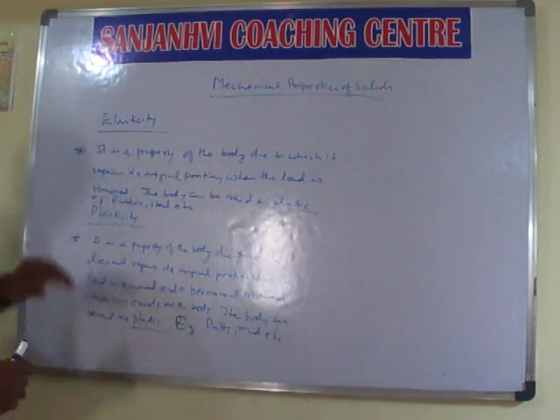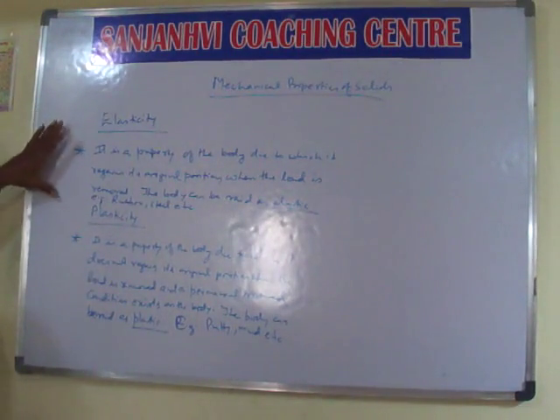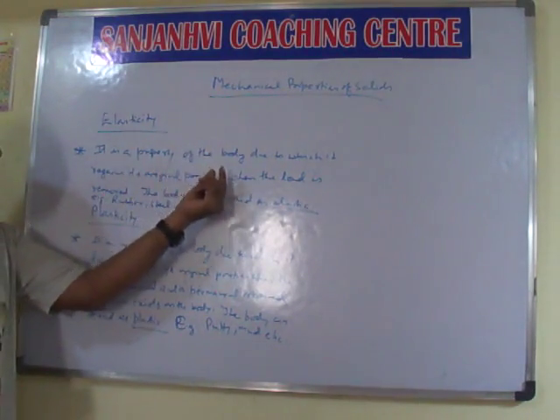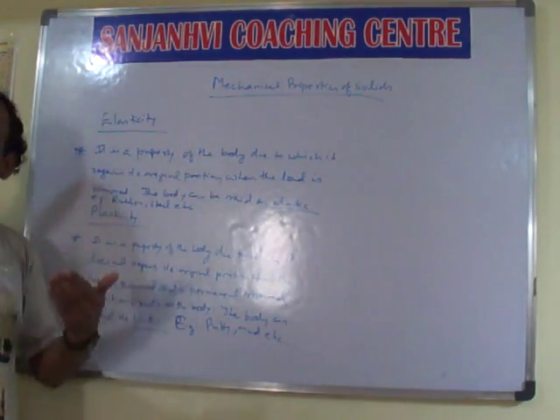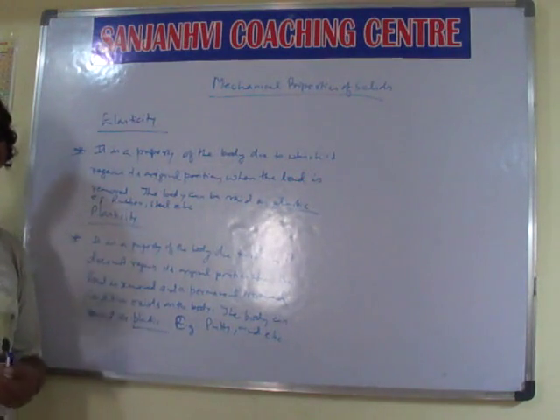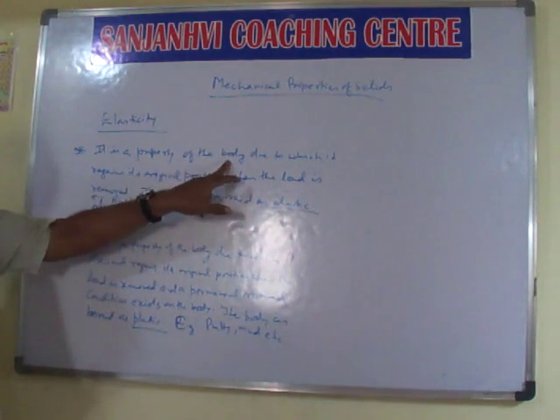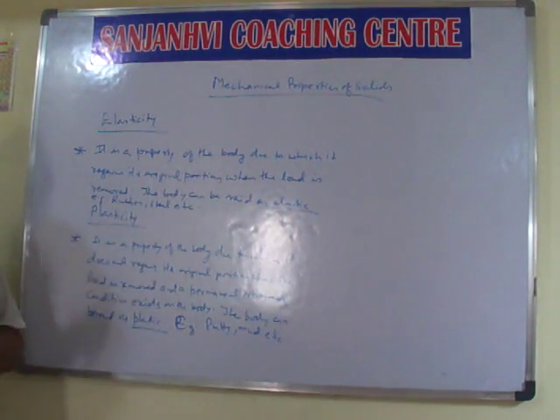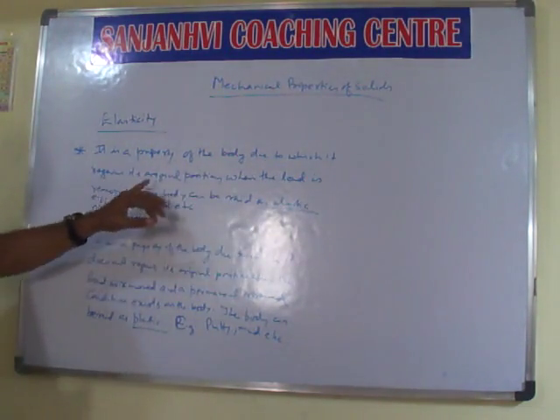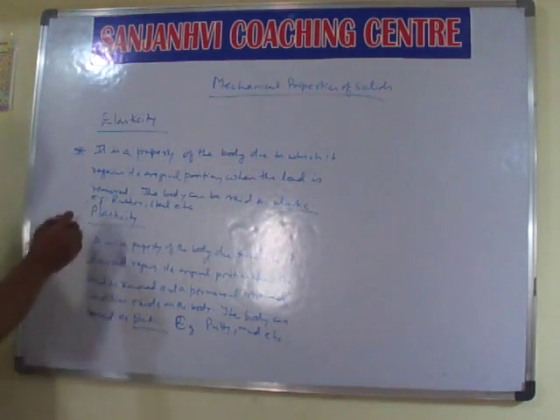So you have understood now elasticity. Elasticity is the property of the body, any type of body, whether it is the human body or steel, metal, non-metal, anything. So each and every body is somewhat elastic. We cannot say completely elastic, but somewhat elastic. It is the property of the body due to which it regains its original position when the load is removed.